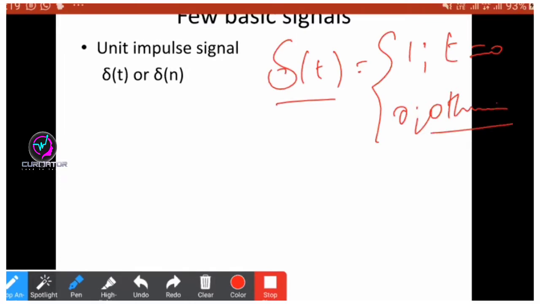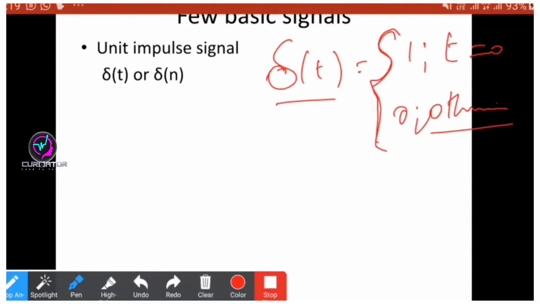This unit impulse signal is just modeled in an instantaneous way. It only has a value at t equal to 0. It doesn't have any value for other values of t. So we call this an impulse signal. Impulse, we know, is an infinite amount of energy in a very small area. So why do we call this an impulse signal? Its magnitude will be 1. So we call it the unit impulse signal.